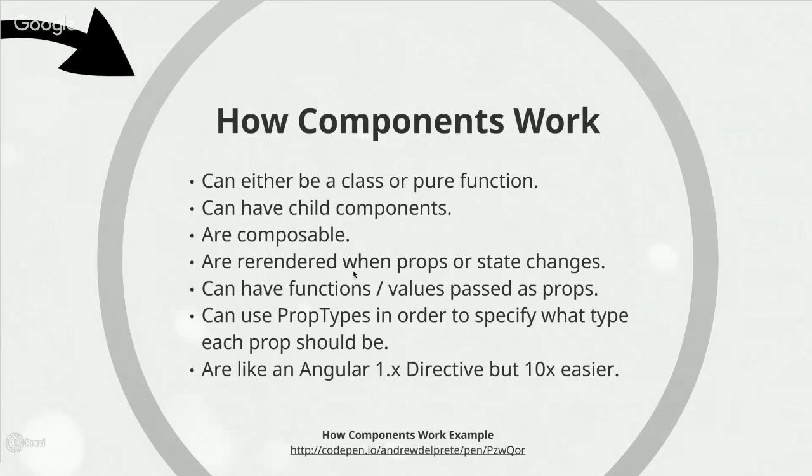They're re-rendered when props or state changes. They can have functions and values passed as props. You can use prop types in order to specify what type each prop should be. If you've ever worked with a statically typed or strongly typed language, I can't remember the difference, we don't have that in JavaScript, but we do get a little bit of that with React and TypeScript if you ever use that.